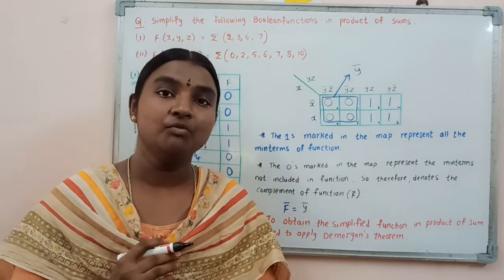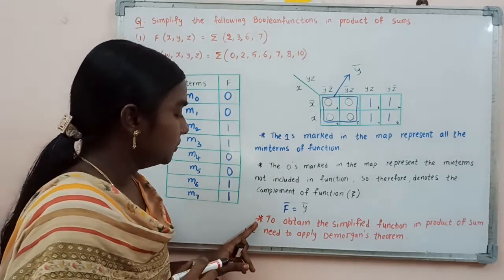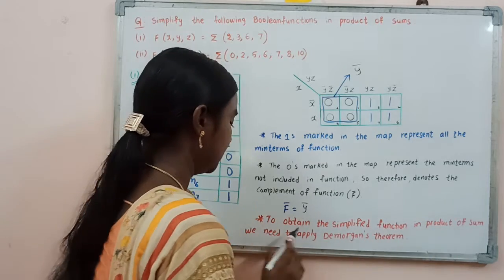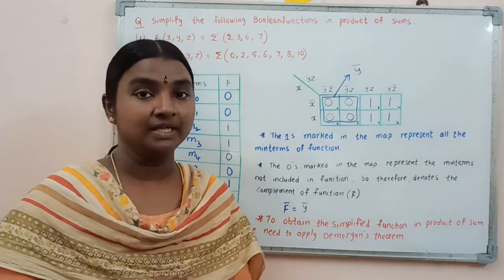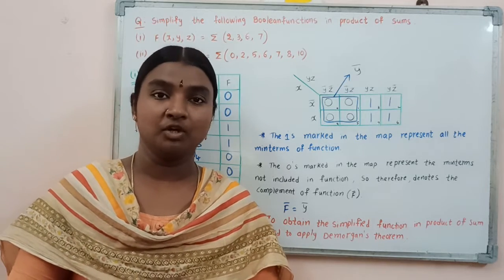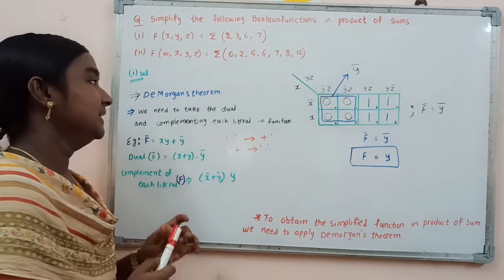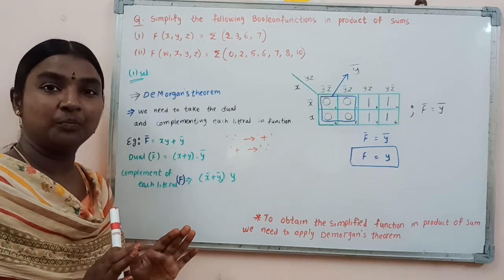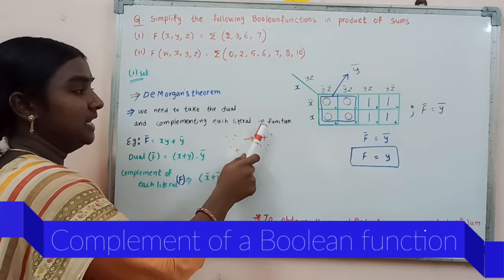But here we need to find a product of sum expression. To obtain the simplified function in product of sum, after finding F complement, we need to apply De Morgan's theorem. Now we will consider De Morgan's theorem. To apply it to any function, we need to consider two points: taking the dual and complementing each literal in the function.